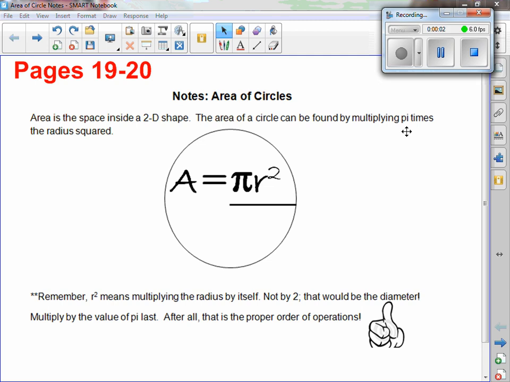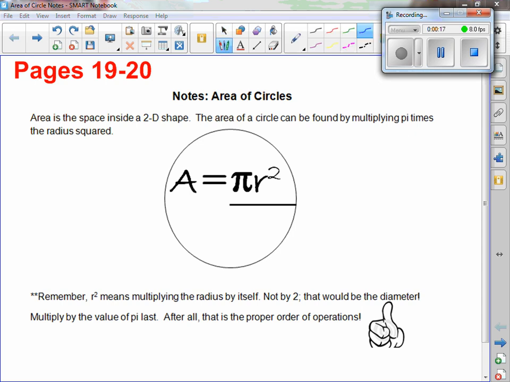Today's lesson is over area of circles. The notes of these circles can be found on pages 19 and 20 in your notebook. Make sure that you are paying attention and taking notes in your booklet to receive credit for watching this video.